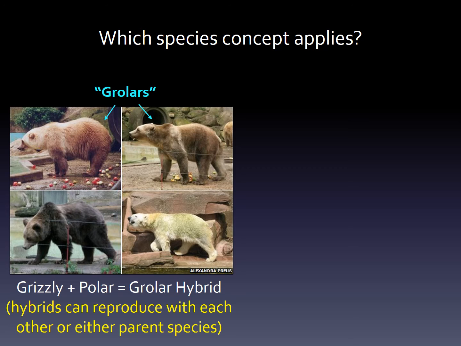So in nature, we have observed many grolar bears, which is a hybrid with a polar bear parent and a grizzly bear parent. And hybrids are perfectly healthy. They can reproduce with each other, or they can reproduce with either parent species.